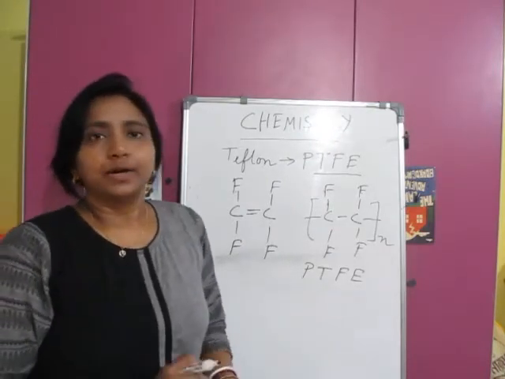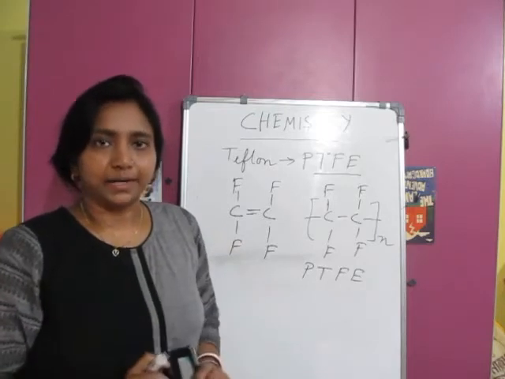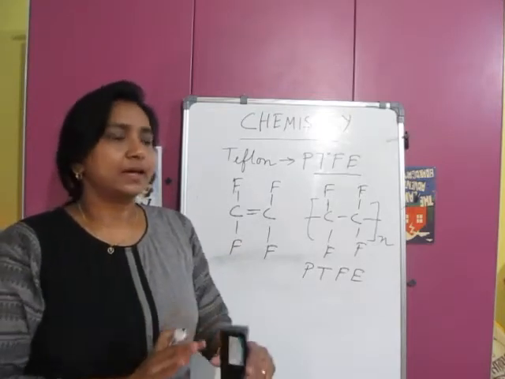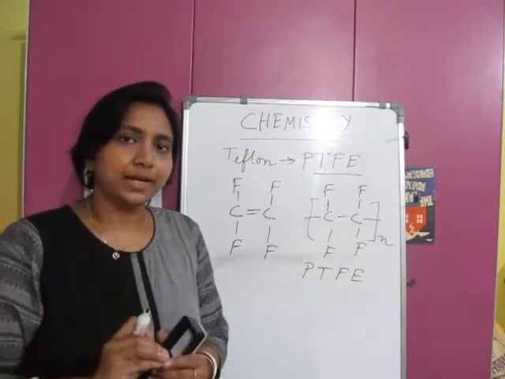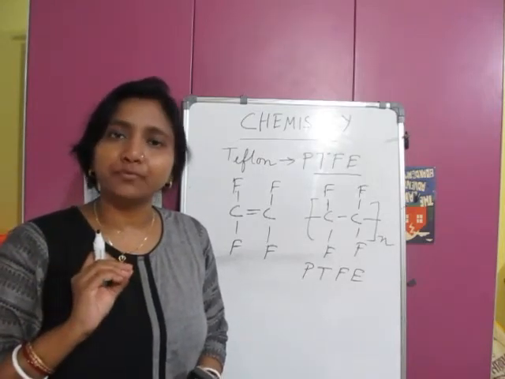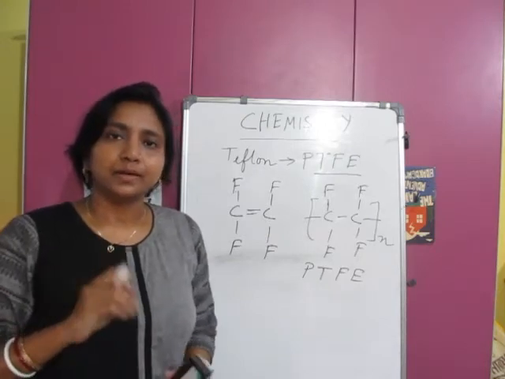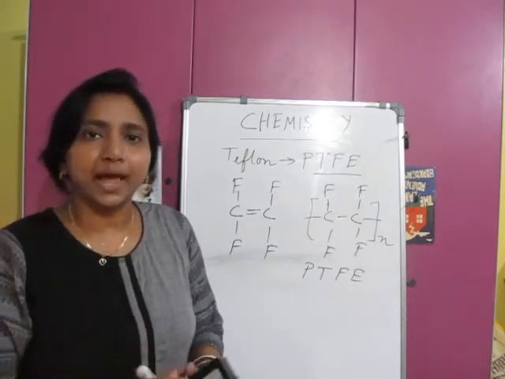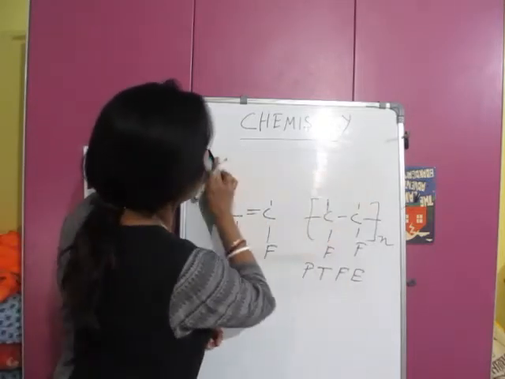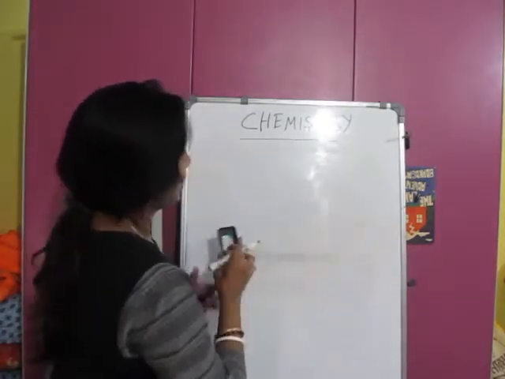Okay, now think about electrical items, electrical goods. Say here is the switchboard or switches. Can you tell which material it is made of? Yes? Anyone? Yes, this is Bakelite. The name of this polymer is Bakelite.